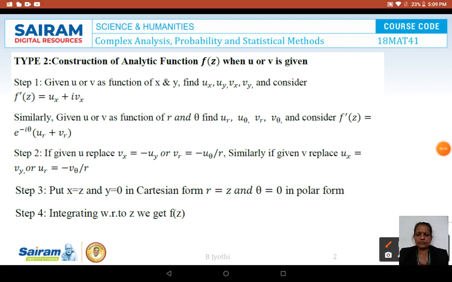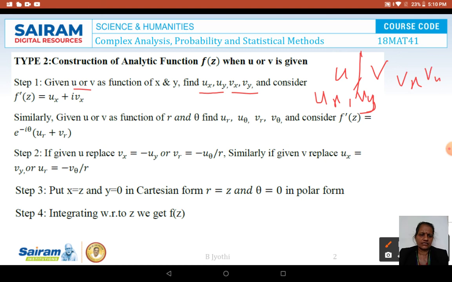In this type of problem, only the real part or the imaginary part, either in the Cartesian or in the polar form, will be given to us. So, the first step is that either u or v is given as a function of x and y. We need to find ux and uy, or vx and vy. If u is given, we know how to find ux and uy. If v is given, find vx and vy.